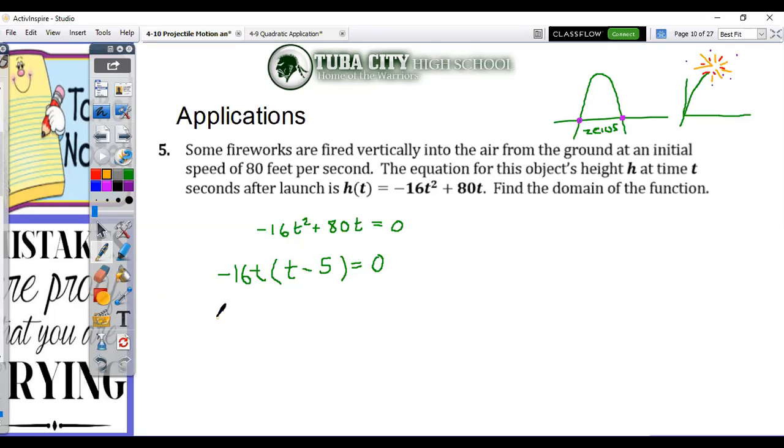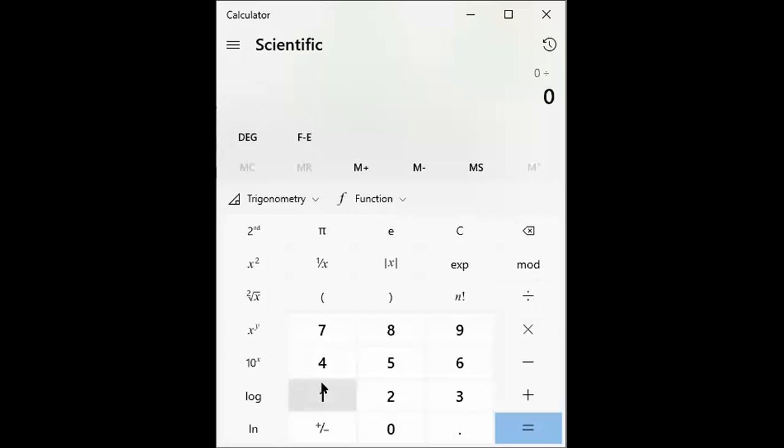Using our zero product property, I'm going to make 2 equations. So negative 16t equals 0, and t minus 5 equals 0. Let's just solve it. So I shouldn't have to tell you this, but if you need to multiply something by negative 16 to get 0, well, there's only one possible thing that it can be, and that is 0. Or 0 divided by negative 16 is 0. What, don't believe me? 0 divided by 16 is 0.